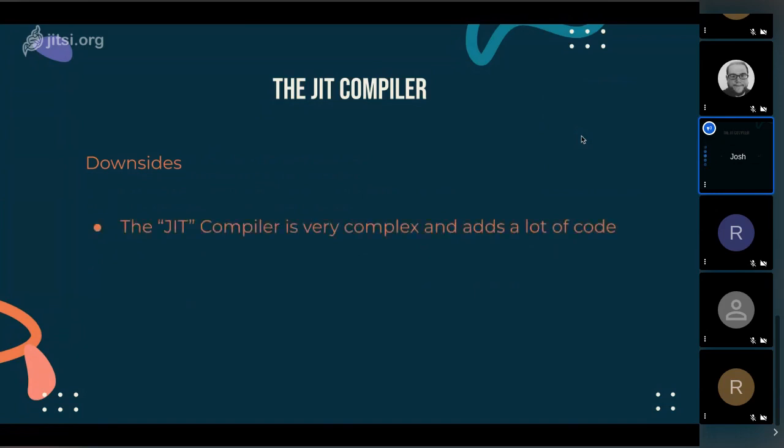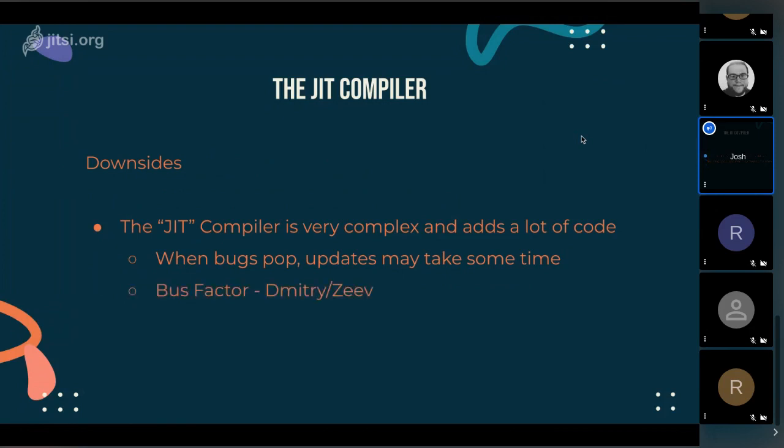So, like I mentioned, some of the downsides. The very first one is the JIT compiler, it's a compiler, right? If you ever wrote your own compiler, there are some simple examples out there, but compiler theory is very complicated. So this whole change has added a lot of code, and people were kind of nervous, honestly, accepting this. So when a bug pops up, updates are going to take some time, probably, because right now the bus factor is probably Dmitry, Zeev, and maybe a handful of other people who are nice enough to contribute their time to fixing things that pop up.